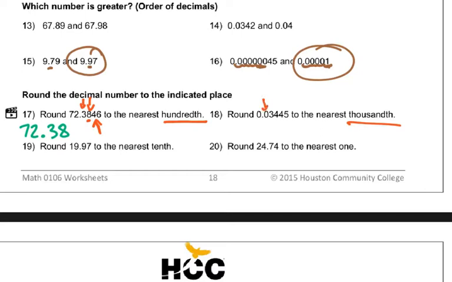Okay, so the next one says round to the 1,000th. So again, we said this is the 10th, 100th, thousandths. So the 4 is the 1,000th. So it's very similar to the last one. We can write this as 0.034. Again, 4 or less, you leave it alone.